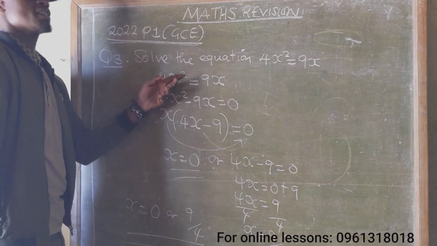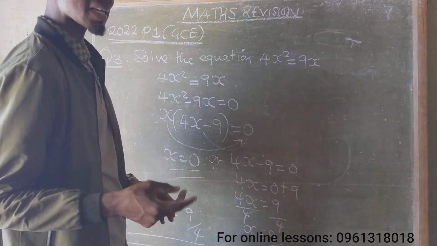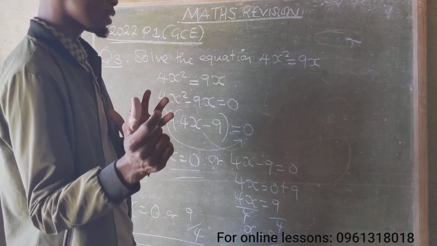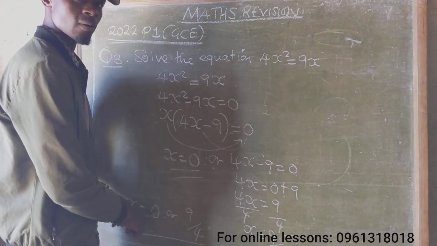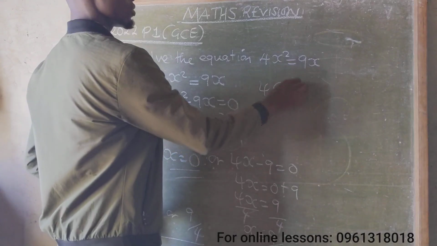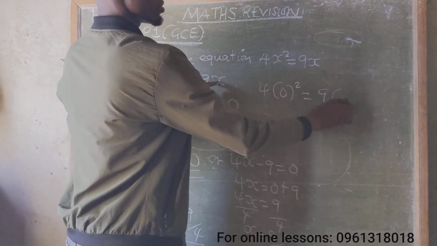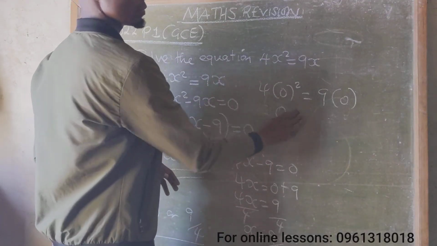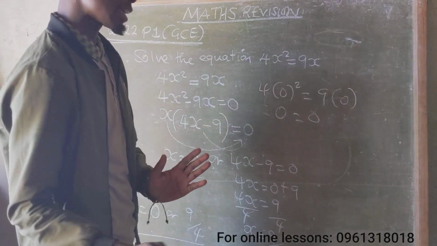So that's the meaning of this square here. It simply means you need to have two answers. When you replace these two answers where there's x, you should have equal things on both sides. We can prove that by taking one of the values of x. Where there's x, we put 0. So 4 times 0 to the power 2: 0 to the power 2 is 0, and then 4 times 0 is 0. Then 9 times 0 is 0. So you have equal things.